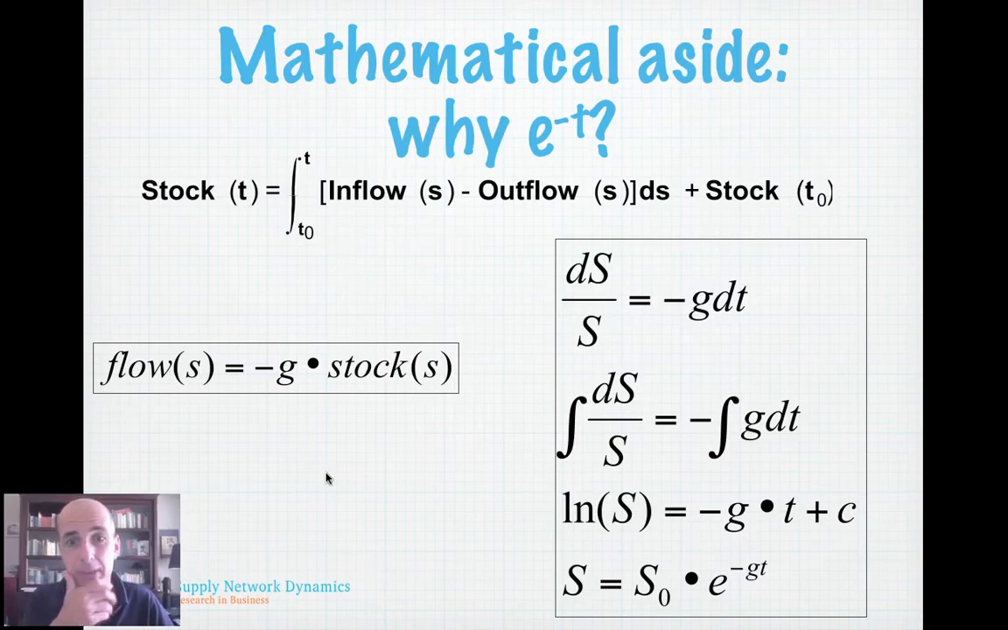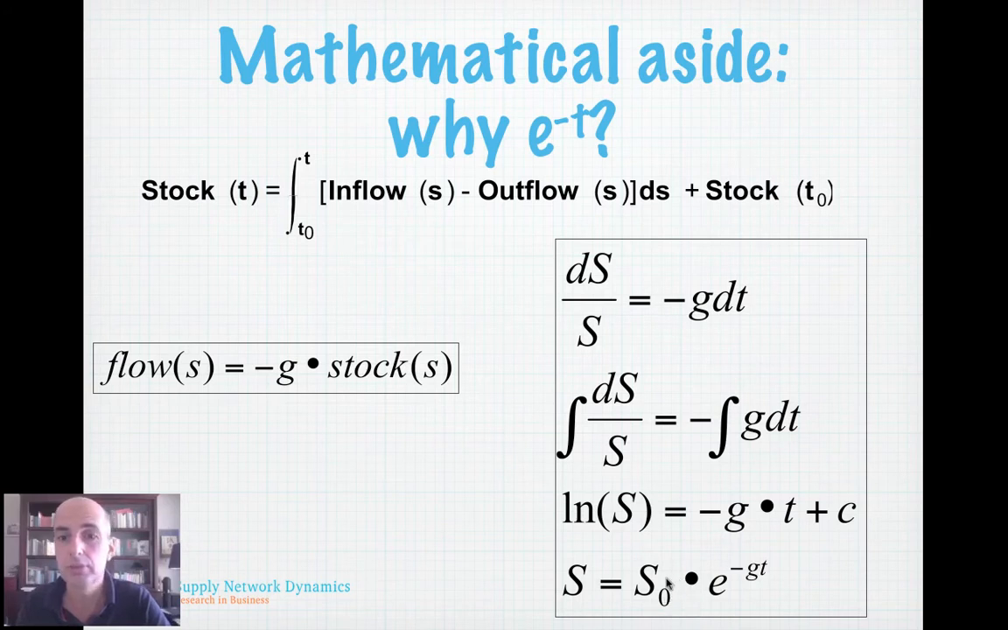But for those of you who are mathematically inclined, just a small mathematical aside: why e to the power of minus gt? Well, we have this notion that the flow at any moment in time is equal to a certain proportion minus g, and g is then the combination of the in and the outflow of the stock. So you could say that the rate of change in the stock is equal to minus g times s dt. If you then integrate both sides, this side becomes the integral of ds divided by s. This then becomes the integral of minus g dt. And ds divided by s happens to be the derivative of the natural log of s. You integrate it with the standard integration rules.